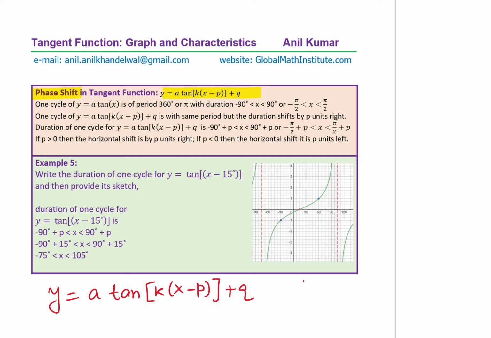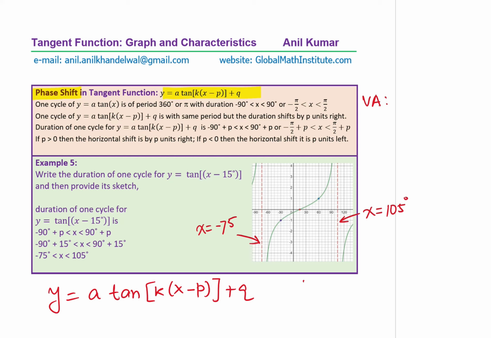To analyze the situation, it's a good idea to read the values of the vertical asymptotes. So we can start with the vertical asymptotes themselves. The first vertical asymptote, which we see on this side, is x equals minus 75. And on the right side, the vertical asymptote is x equals 105.